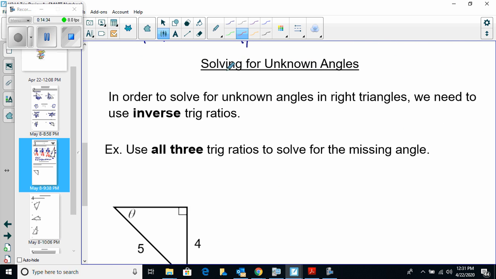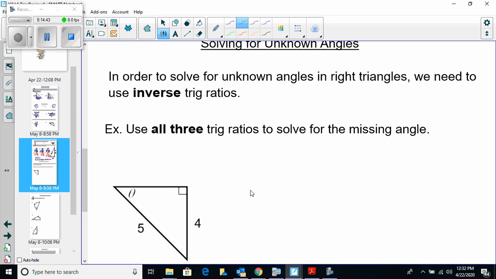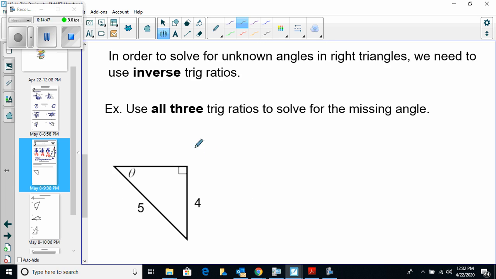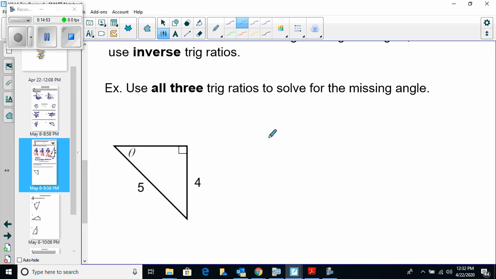Now, when we are solving for the unknown angle, we will use what is known as the inverse trig ratio. I will show you in the calculator. So now we use all three ratios to solve the missing angle. The missing angle is this one. We will use one of the three. It doesn't really matter which one.